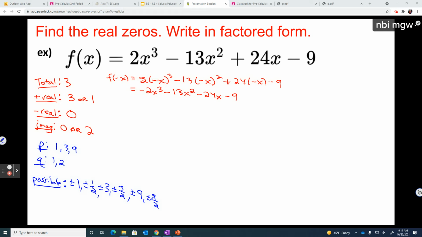So when you're guessing, generally you probably want to avoid fractions, at least to start, right? Not do a fraction unless you have to. Fractions are just harder. And we know they're positives, so I would choose to start either probably 1, 3, or 9. You want to try 3? Okay. And 1 is generally pretty easy to do in your head because 1 would make this 2 minus 13 plus 24 minus 9.